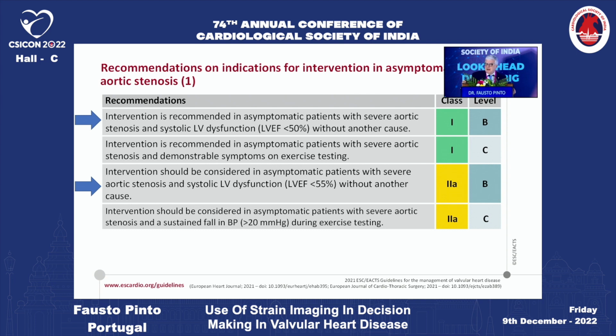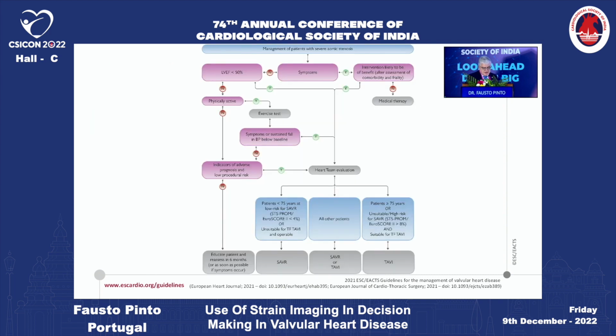But it's still used, as you can see here, as a marker, as a threshold, particularly for the asymptomatic patient, in this case in aortic stenosis. And you can see that the threshold is put at 50% of ejection fraction for the intervention in asymptomatic patients with aortic stenosis without any other cause. And at 55%, intervention should be considered if there is also no other cause for explaining the severe aortic stenosis. So ejection fraction is still one of the parameters that is included in the algorithm.